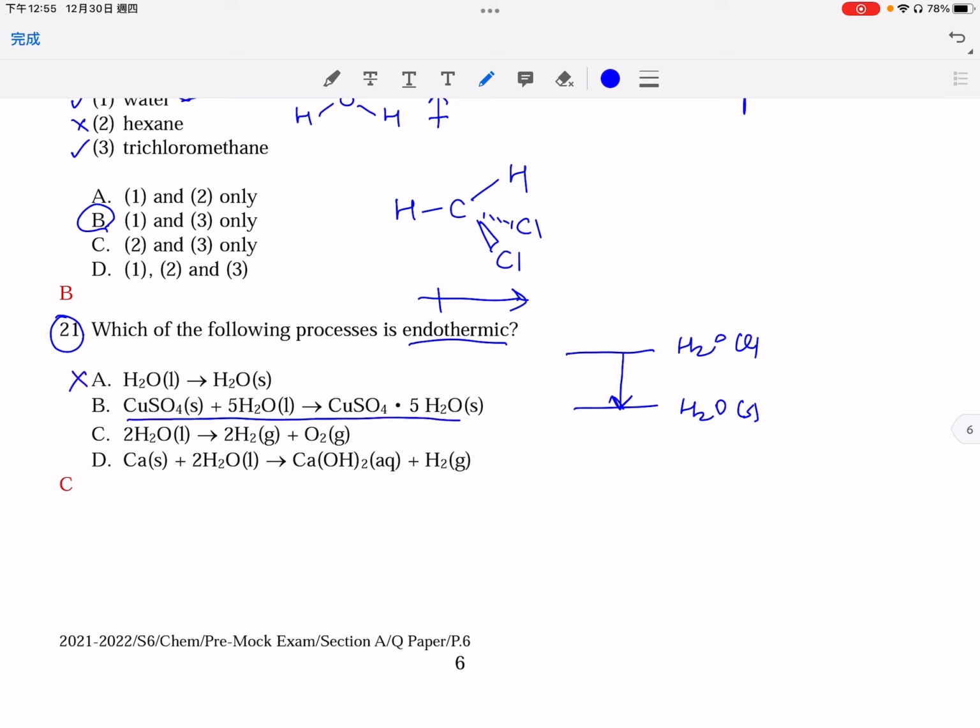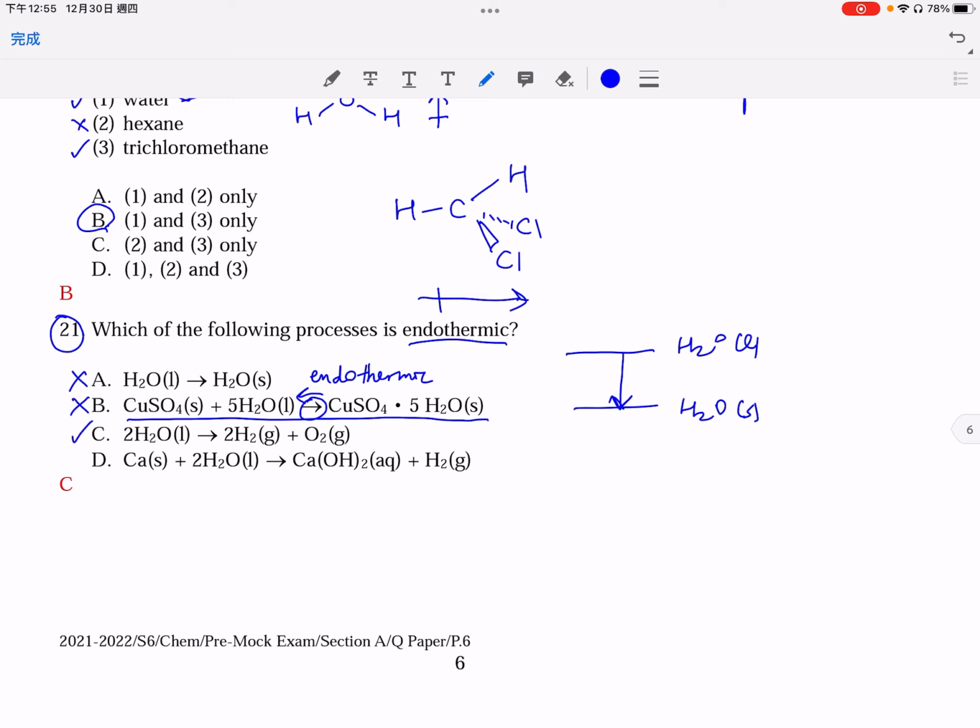B is the formation of a hydrated crystal. Make sure you know that the decomposition of a hydrated crystal is somehow a thermal decomposition, which is endothermic. And therefore, the process of forming a hydrated crystal is exothermic. And therefore, it is again not the answer.